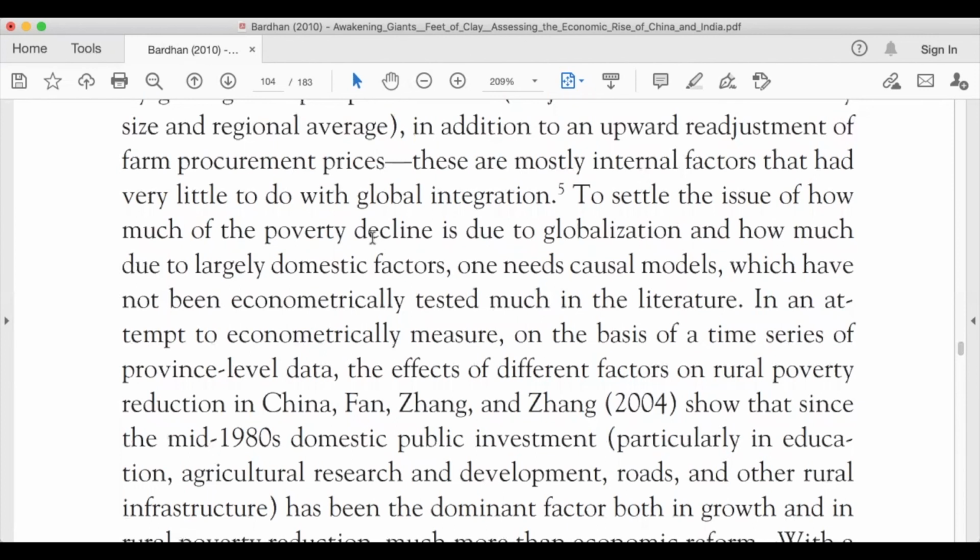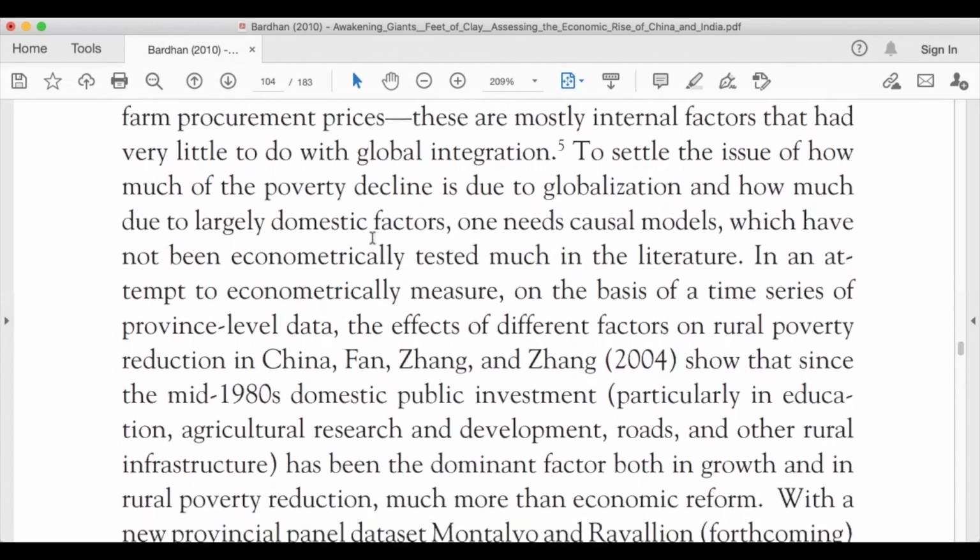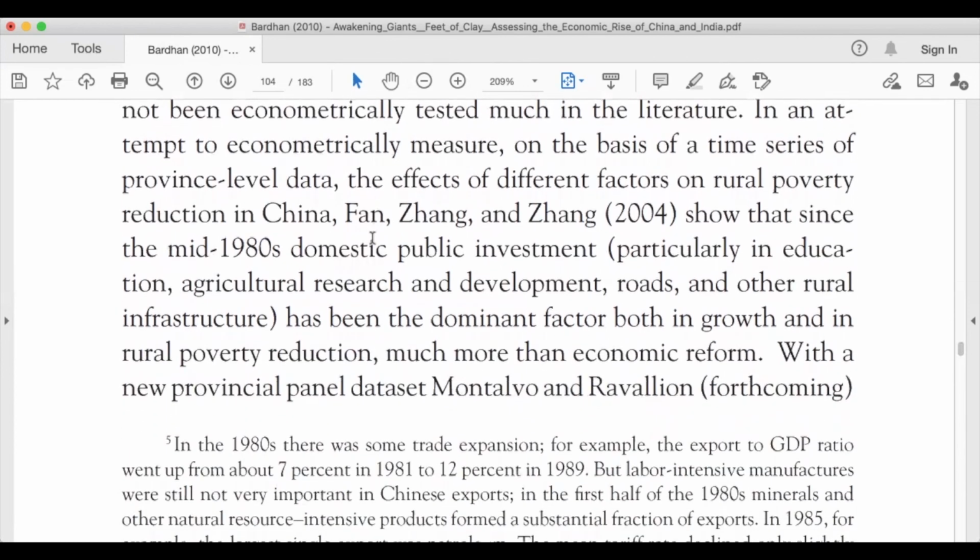To settle the issue of how much of the poverty decline is due to globalization and how much due to largely domestic factors, one needs causal models which have not been econometrically tested much in the literature. In an attempt to econometrically measure, on the basis of a time series of province level data, the effects of different factors on rural poverty reduction in China, Fang, Zhang, and Zhang show that since the mid 1980s, domestic public investment, particularly in education, agricultural research and development, roads, and other rural infrastructure, has been the dominant factor both in growth and in rural poverty reduction, much more than economic reform.